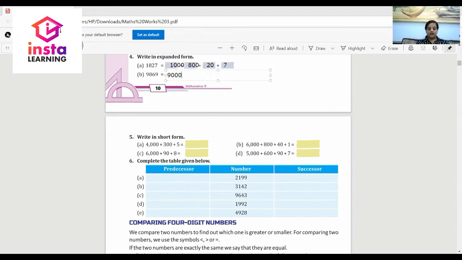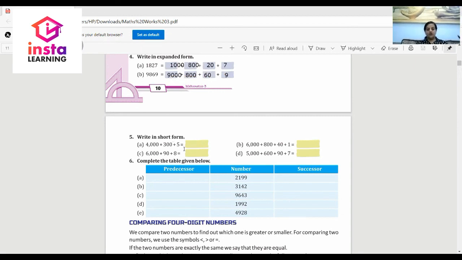9000 plus 800 plus 60 plus 9. This is expanded form. Just we have put zeros and we are putting one number as it is.